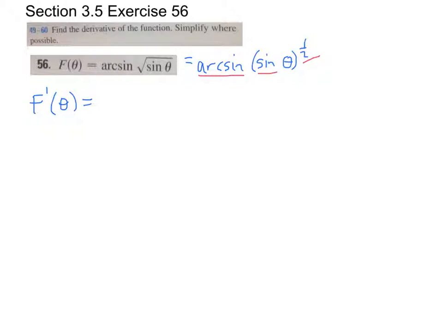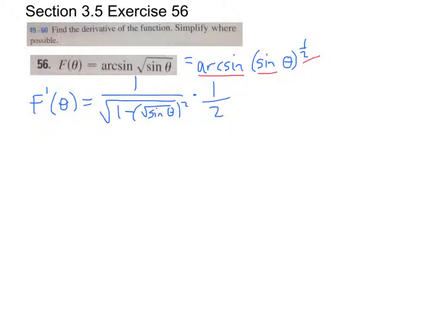So the derivative of arcsine is 1 over the square root of 1 minus, and then your interior function, square root sine theta squared, 1 over 1 minus x squared. So there's our square root of sine of theta as our interior function. So derivative arcsine, check. Next is our power rule, because we have a 1/2 power. So chain rule, we multiply these derivatives.